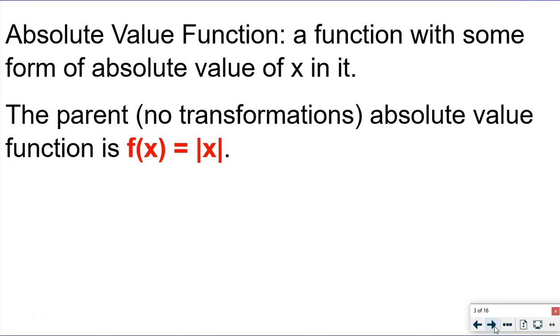The parent, no transformations, absolute value function is f of x equals the absolute value of x. And if you remember, absolute values make all numbers positive. So if we have the absolute value of -3 in here, then that would mean that f of x is equal to 3.